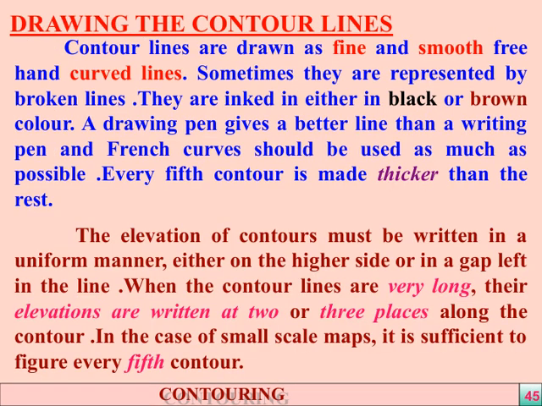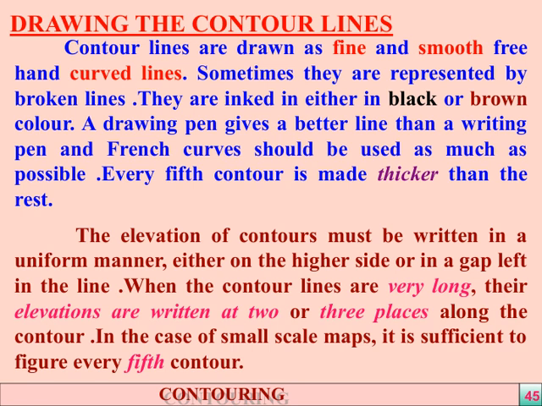Now, let's talk about drawing the contour lines. Contour lines are typically drawn as fine, smooth, freehand curved lines that follow the natural shape of the terrain. Sometimes, these lines are represented by broken lines, especially in areas where the elevation changes are less certain or to indicate features like ridges or valleys. When inking the lines, you can use either black or brown ink, but a drawing pen generally gives a cleaner, more precise line compared to a regular writing pen. Using French curves is highly recommended because they help create smooth, consistent curves that follow the terrain's natural flow.